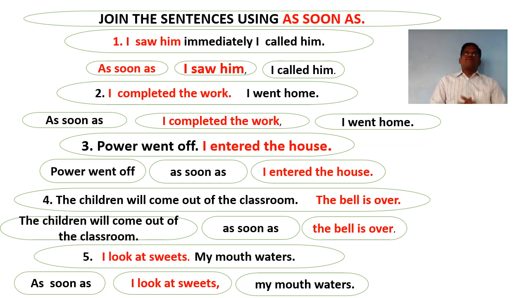In this way, whenever we are given two sentences, when those sentences include the earlier action and later action, there we can make use of as soon as. And where to keep as soon as, it's quite easy: we have to identify the earlier action, and before that we have to keep as soon as.